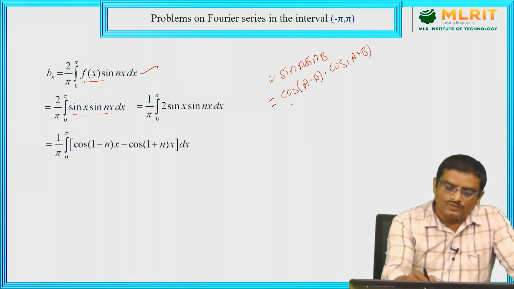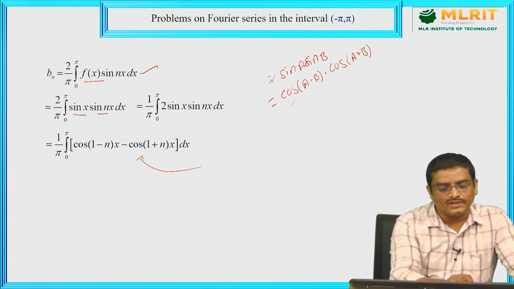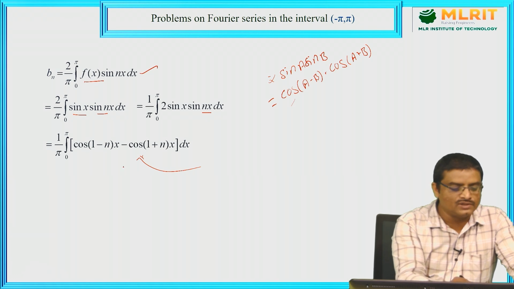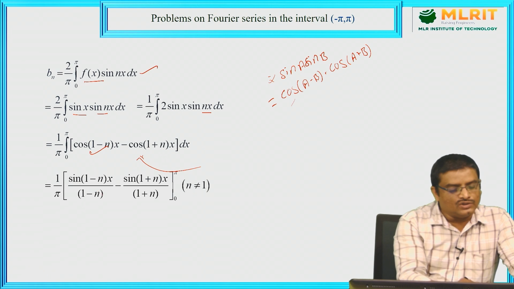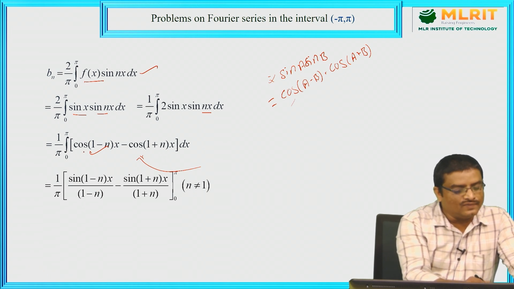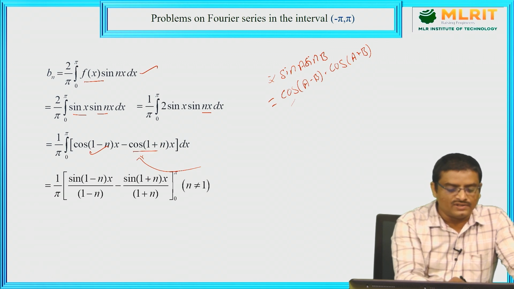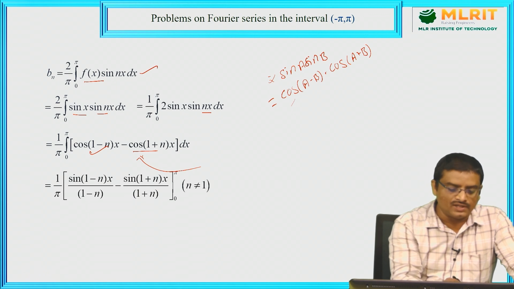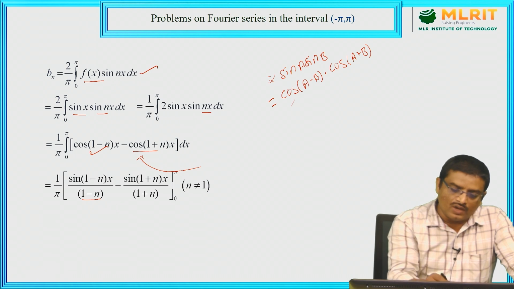Okay, so by using this formula we got this value. So here a is x, b is nx. So cos of (1 minus n) into x minus cos of (1 plus n) into x. Now separately apply the integration for each term. The integral of cos of (1 minus n)x we can take as sin of (1 minus n)x by (1 minus n), and similarly cos of (1 plus n)x can be written as sin of (1 plus n)x by (1 plus n).